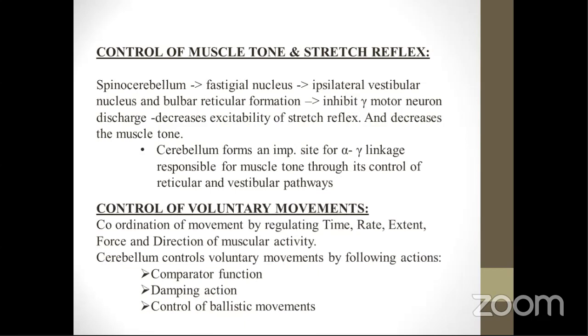The third function is the control of voluntary movements. What exactly does it do? It coordinates movement by regulating the time, rate, extent, force, and direction. So it is regulating every part of the movement, and that is how it is coordinating the movement. How is this done? By the comparator function, by damping action, and by control of parasitic movement. So whenever you are controlling voluntary movements, these are the activities which are done.